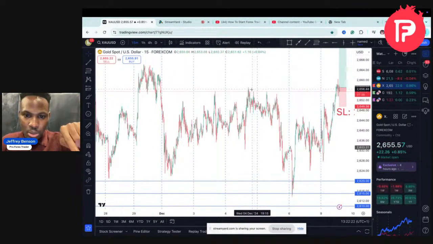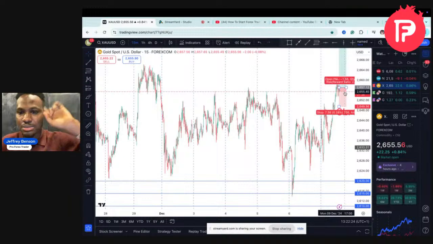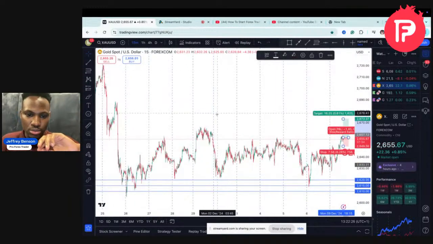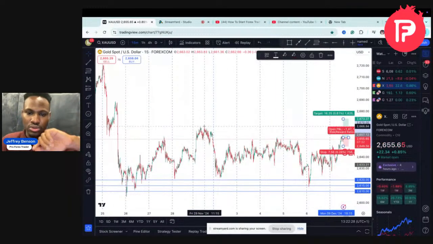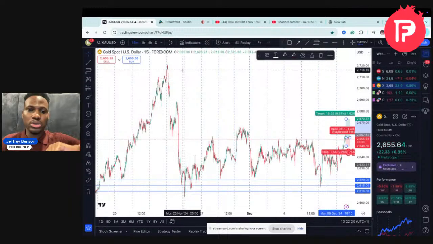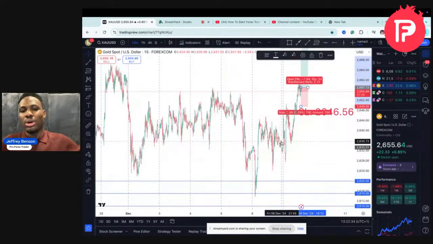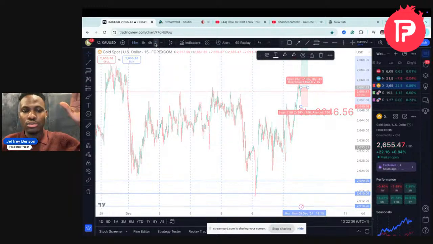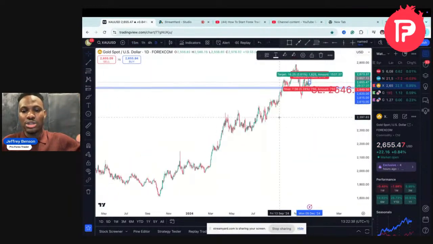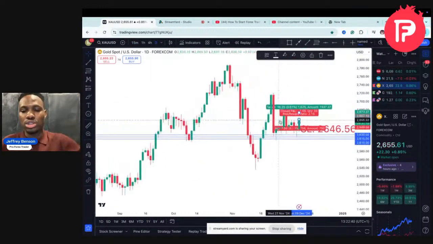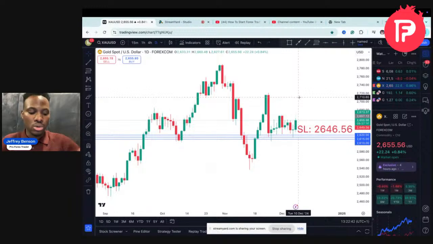Now we've had a break above here. I'm anticipating that price will likely come to this high or even take it out, maybe to the 618 movement of this body. So that's what I'm looking out for. Meanwhile, there's a long-term analysis that I've done from the daily time frame as well that shows that the overall trend is still bullish. So as far as we're concerned on gold, we are looking at buys.